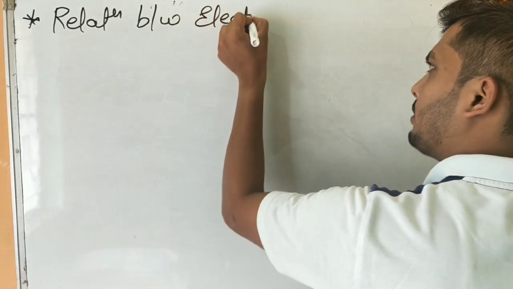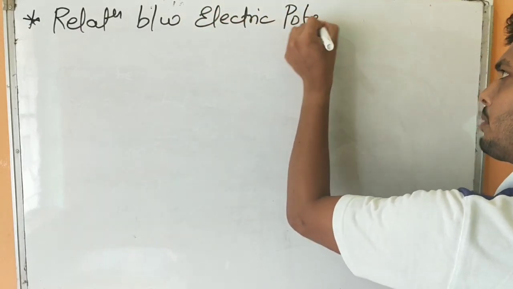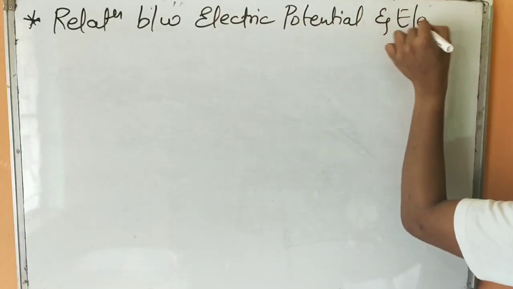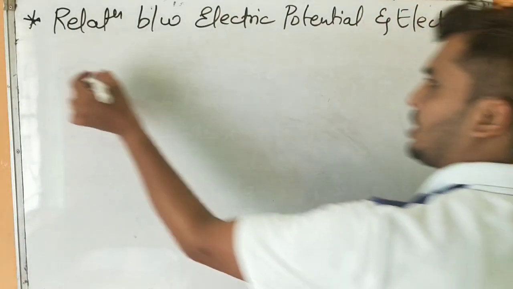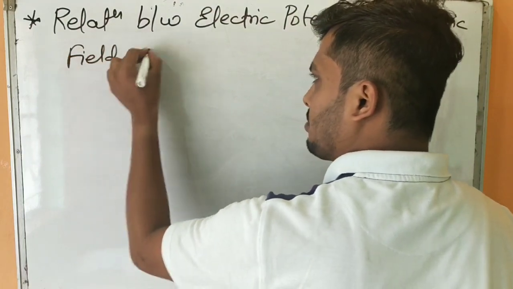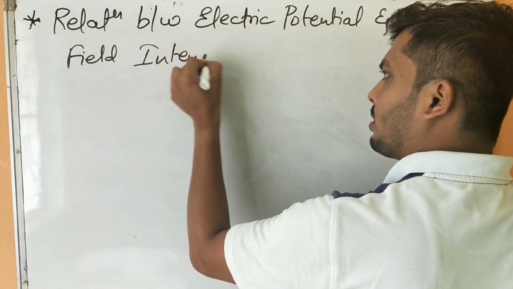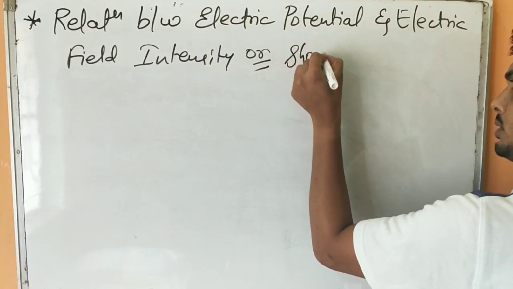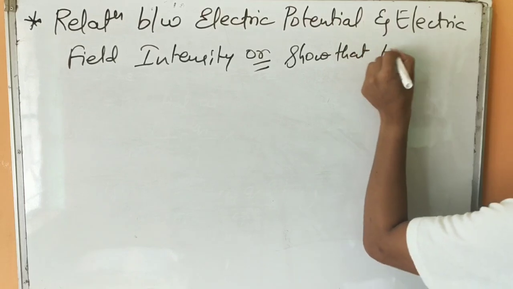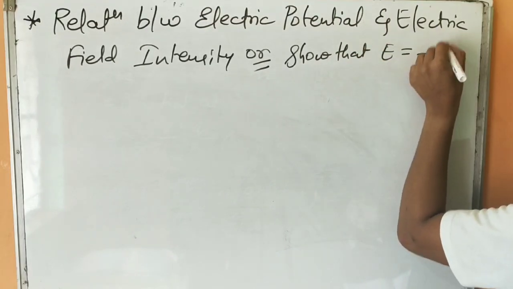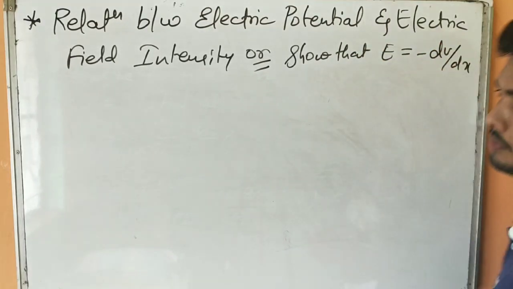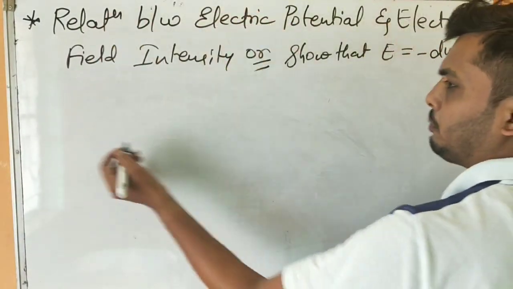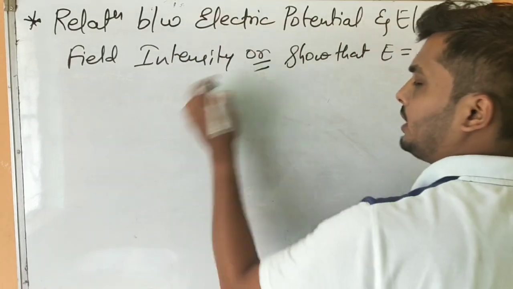electric potential and electric field, or electric field intensity, I would say, or show that E is equal to dV by dx. Students, already you know the relation between electric field and electric potential.